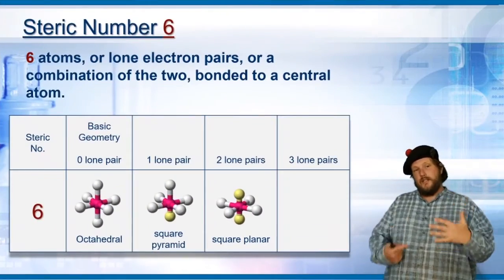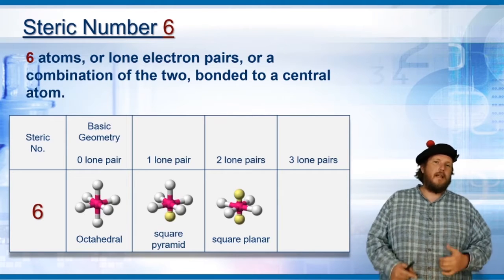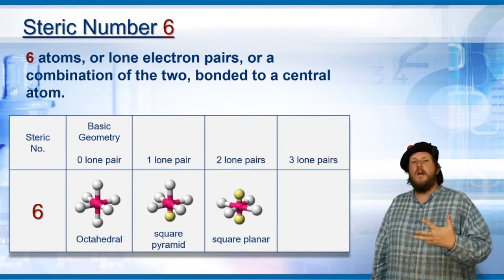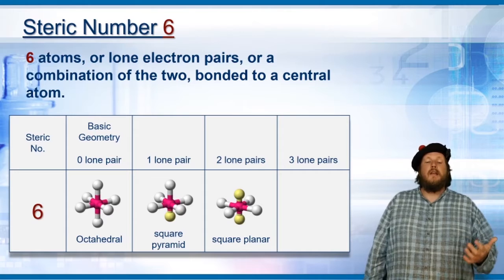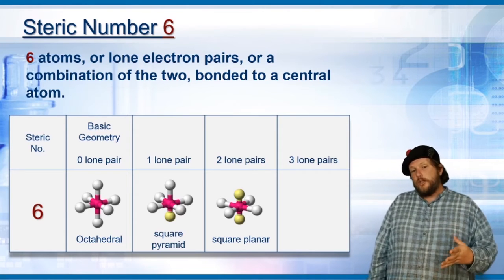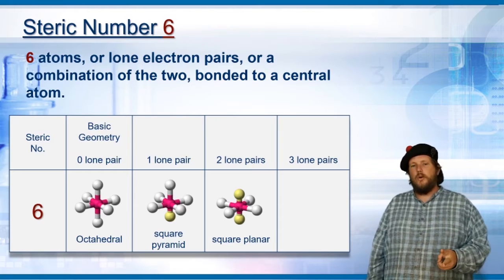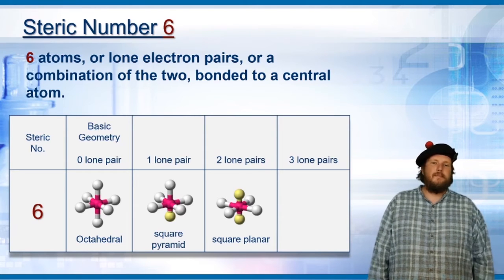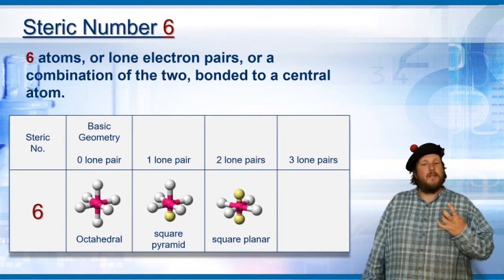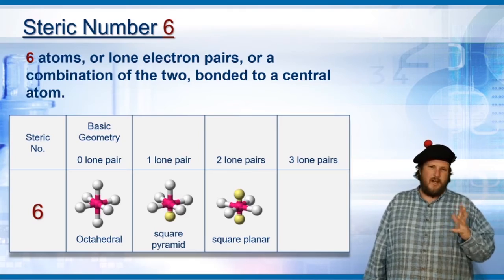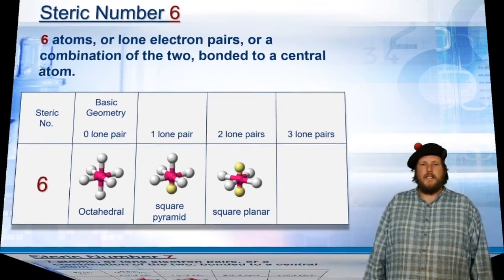Steric number of 6. 6 atoms or lone electron pairs or a combination of the 2 bonded to a central atom. So this gives us an octahedral shape, or with 1 lone pair, a square pyramid, or 2 lone pairs is square planar. 3 lone pairs, it gets weird and you can get some other things happening, T-shape and such.